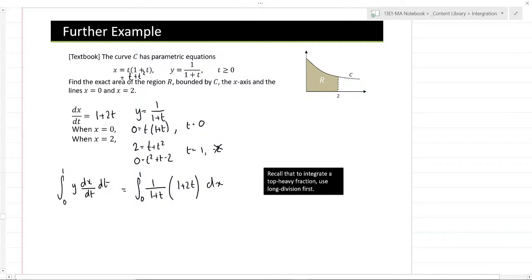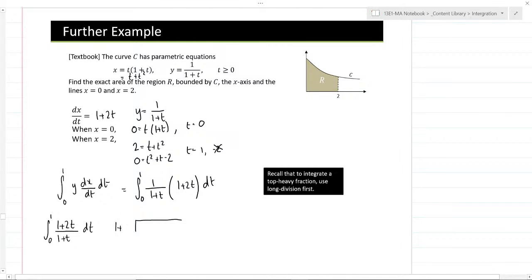Now, they've given us a massive hint here. You would never get this hint in the exam, okay? And their hint is they're saying, recall that to integrate top-heavy fractions, we need to use long division first. Okay, they've given you that hint. So this is the integral between 0 and 1 of 1 plus 2t all over 1 plus t dt. So we're going to have to use here long division. Okay, it seems nasty, doesn't it?